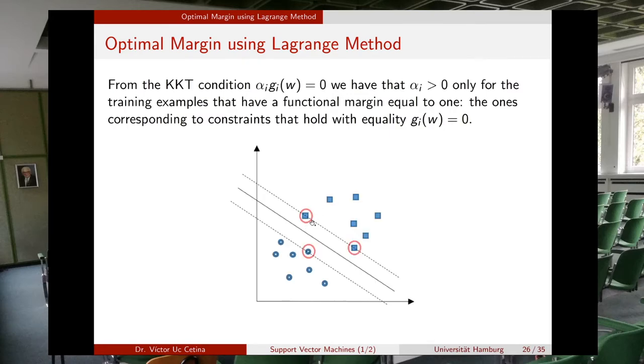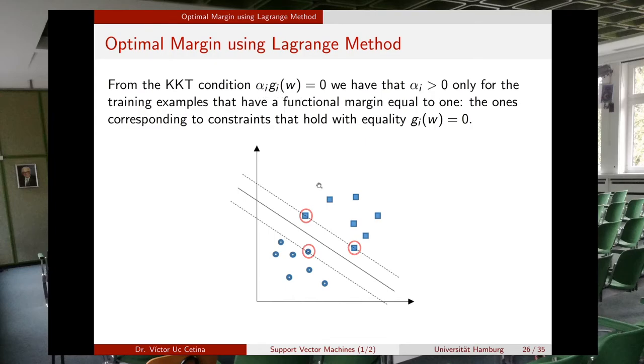So we specified in our optimization problem that this distance should be 1, and this is going to be the minimum distance from the decision boundary to the closest point to the decision boundary. And what we're saying here is that only those points that are at a distance of 1 to the decision boundary, on both sides, in the negative examples and positive examples, are going to evaluate g to be 0. And if this is 0 for those points, then alpha could be larger than 0.